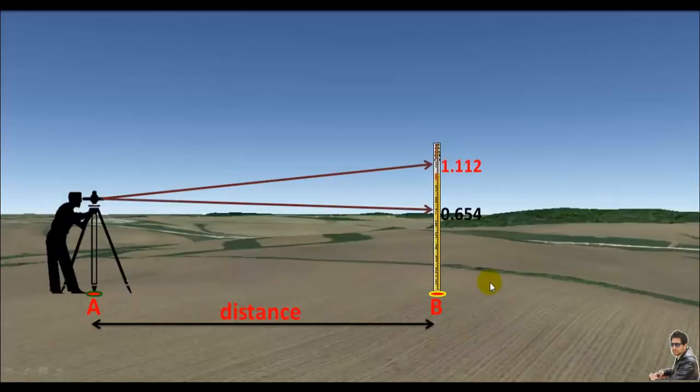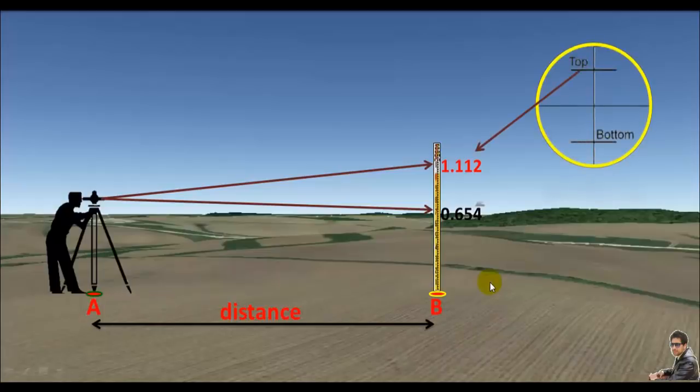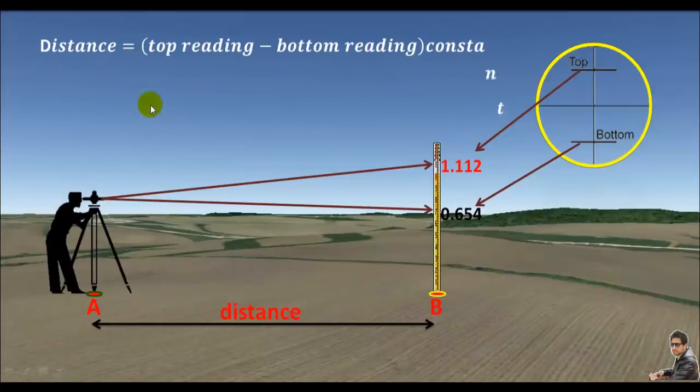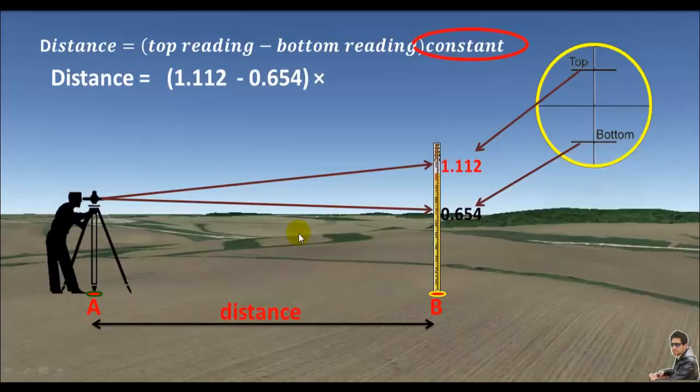Let's say the upper hair reading is 1.112 and the lower hair reading is just 0.654 meter. Now we can use a nice plug-in formula, like the top reading minus the bottom reading times the constant will be the horizontal distance between point A and point B. Let's do some plugging in: the distance, the top reading is 1.112 minus the bottom reading 0.654 meter times the constant. The constant may be different for every type of instrument, but mostly we use 100.